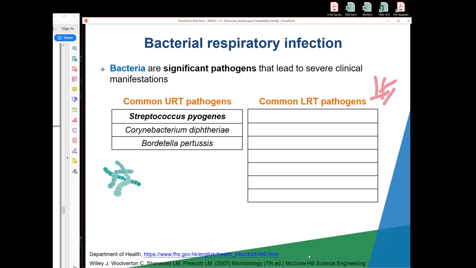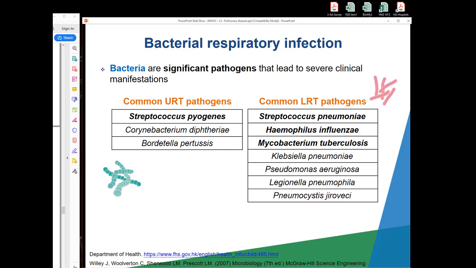And there are many bacteria that can lead to severe pneumonia. They are Streptococcus pneumoniae and Haemophilus influenzae. Mycobacterium tuberculosis can lead to tuberculosis, TB. It is a highly infectious bacterium that we will discuss more later. Other than these three types, Klebsiella, Pseudomonas, and Legionella can also lead to severe pneumonia in immunocompromised patients.